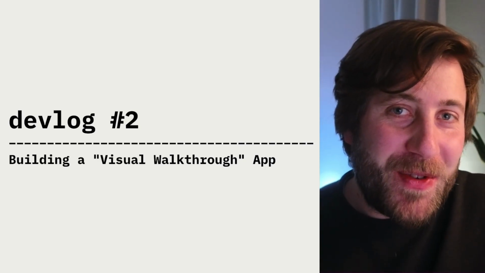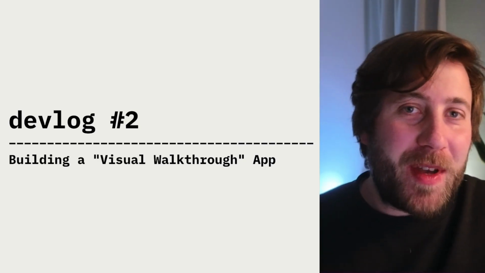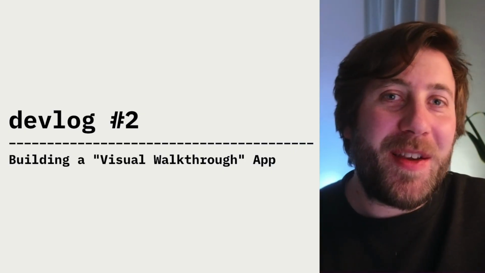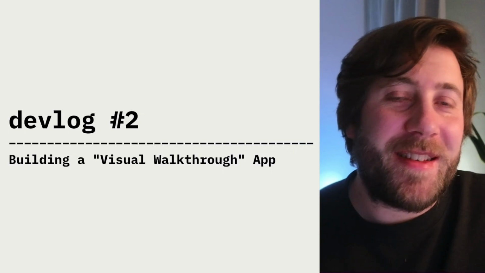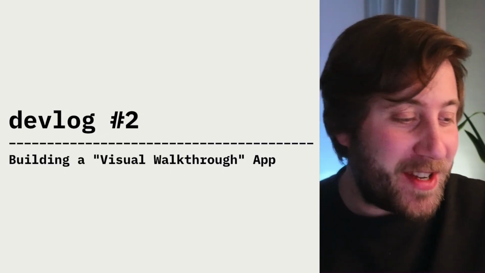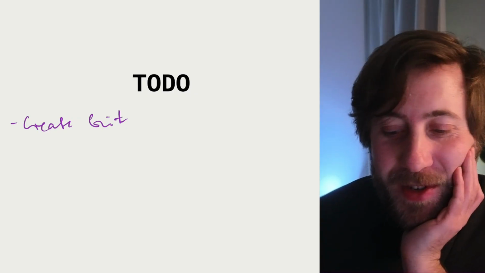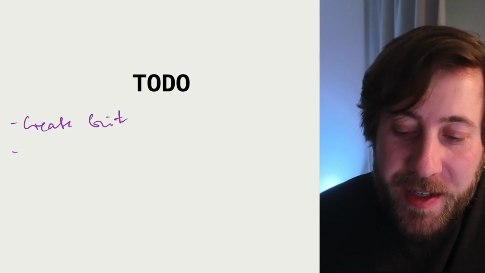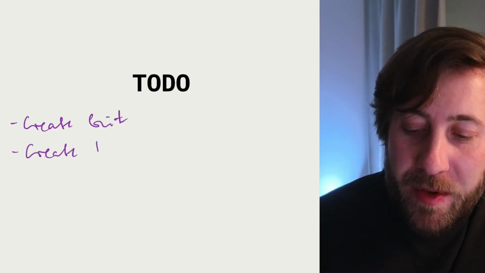We're continuing to create our visual walkthrough app, basically starting it. So devlog number 1 was just explaining what I'm planning on doing, and now it's the actual work, which I'm super excited about. So what I have in mind today is basically the start of every project. I want to create my Git repository for the project, which is always a nice thing to start with. Then I want to create the folders for my app.